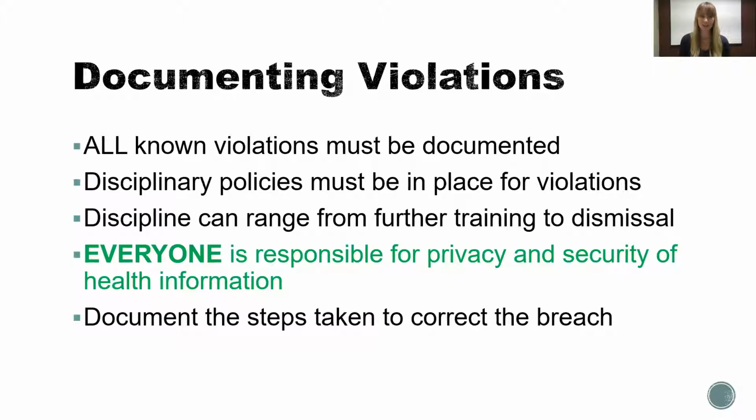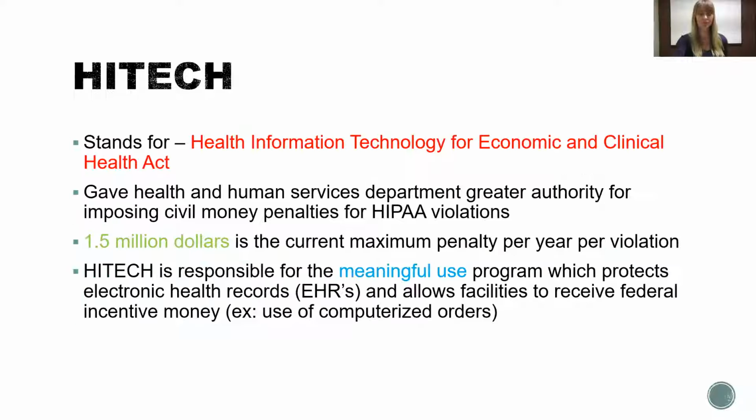So, documenting violations. All known violations must be documented. Disciplinary policies must be in place for violations. So the discipline can range from further training all the way to dismissal, depending on the violation that took place. Everyone is responsible for privacy and security of health information. You also want to make sure that if there is a breach of HIPAA code, that you document the steps taken to correct that breach.